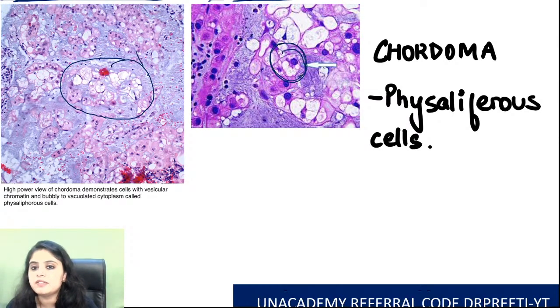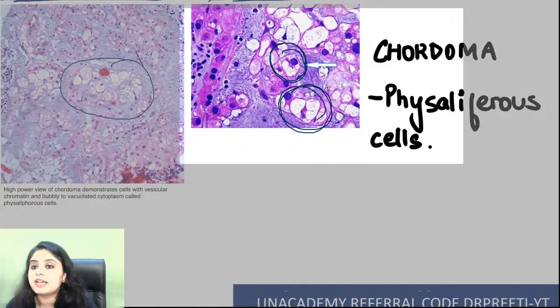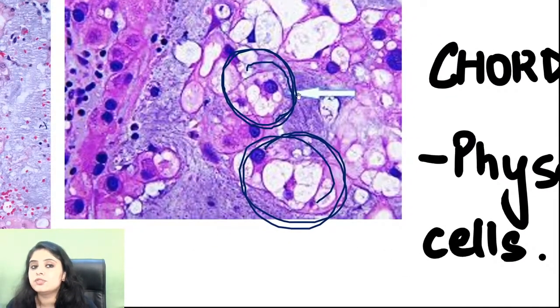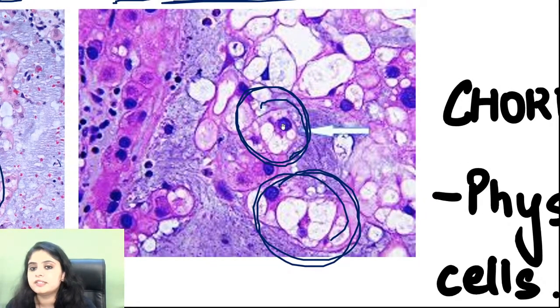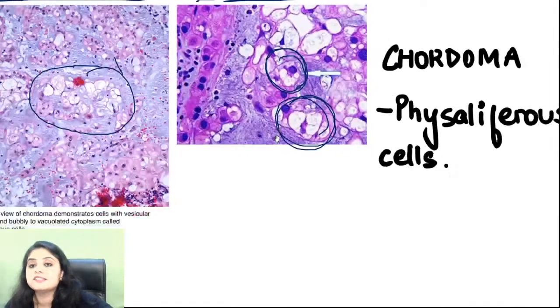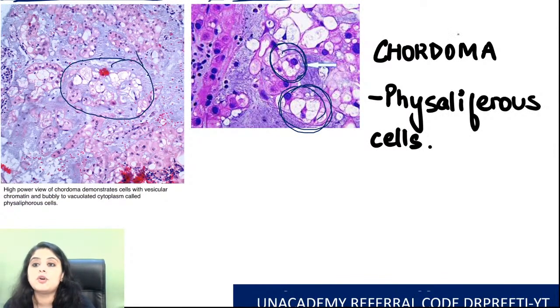Other than that, when I see the cells, they don't have a proper cytoplasm. If you zoom into any one cell, we classically describe them as bubbly looking. It looks as if there are some bubbles inside it, some vacuoles. So you don't see that nice cytoplasm. Look at this cell that I've encircled. There's a blue colored nucleus and the cytoplasm has multiple bubbles. So it's the bubbly cytoplasm. That is the classical appearance of a chordoma.